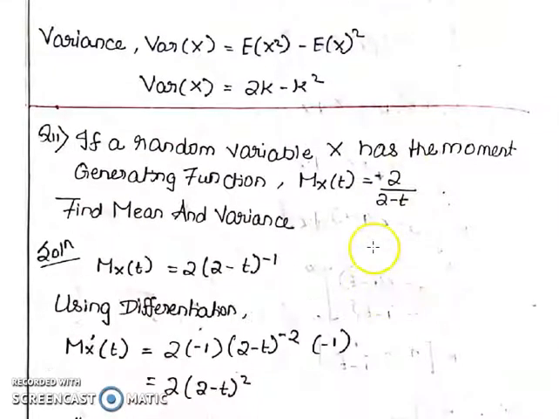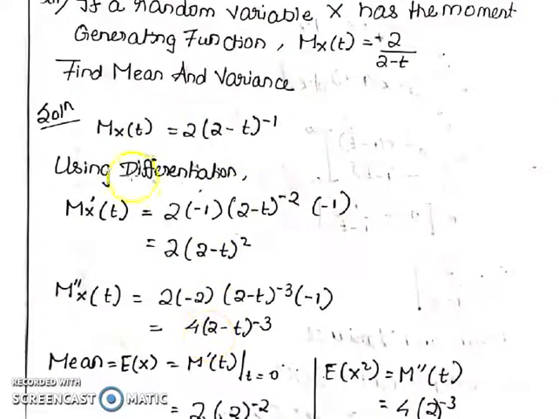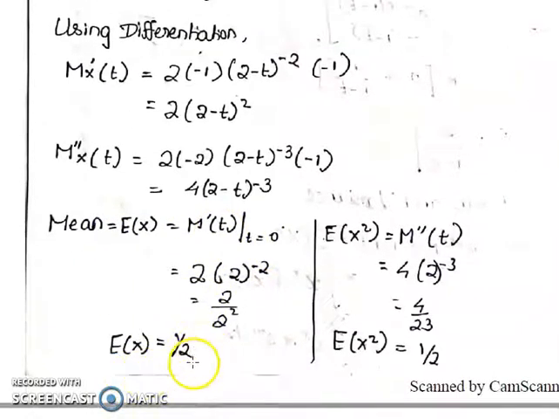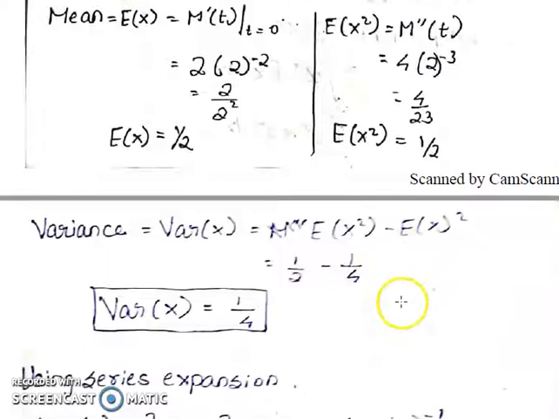Suppose a random variable x has the moment generating function given like this. Find the mean and variance. We can simply write it in this form. Differentiate this with respect to t one time and then differentiate two times. Mean equals simply E of x. Put t equal to 0 in the one-time differentiation, we get E of x equal to 1 by 2. With two-time differentiation, put t equal to 0, we get E of x square equal to 1 by 2. The variance formula is this one.